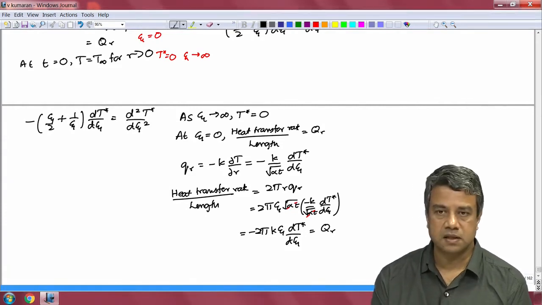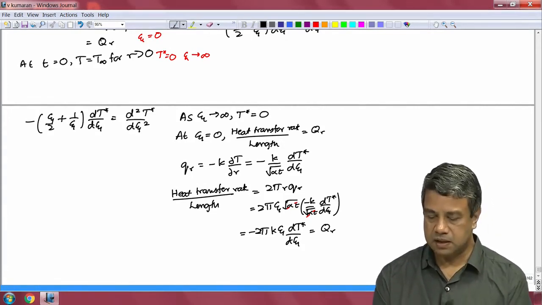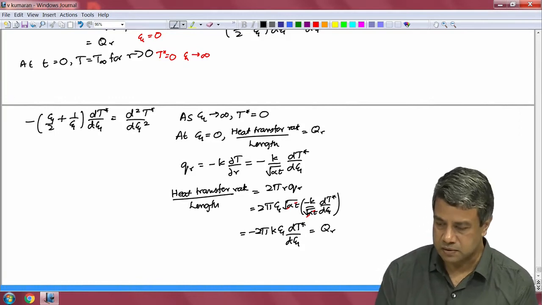So, that is the condition that has to be applied. The flux, the total heat transfer rate condition, has to be applied in the limit as psi goes to 0.